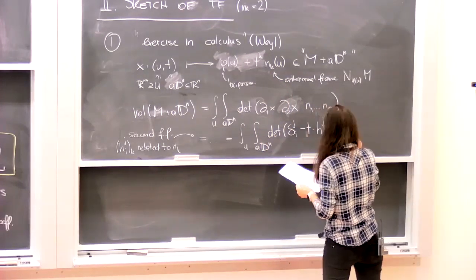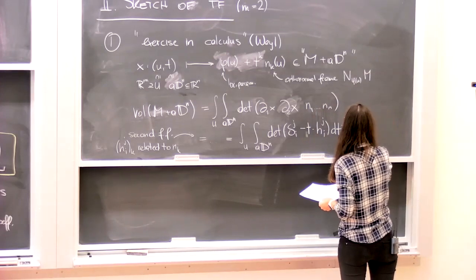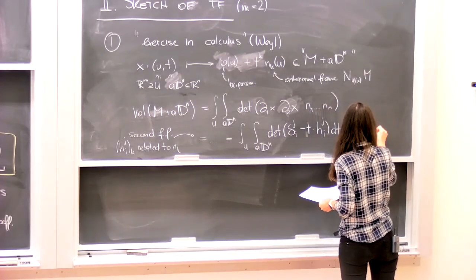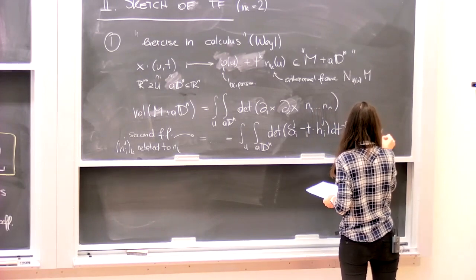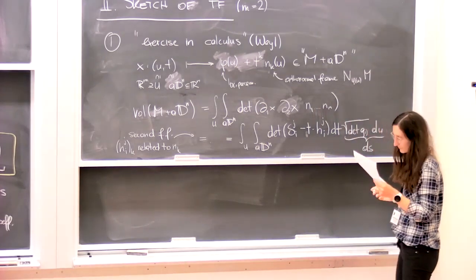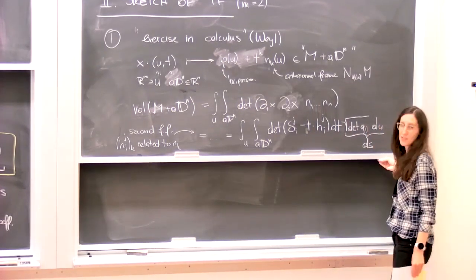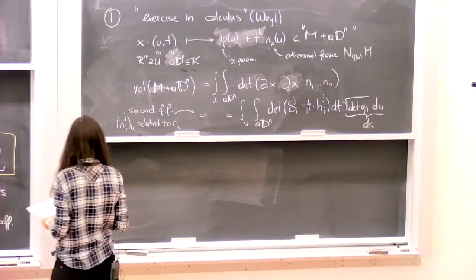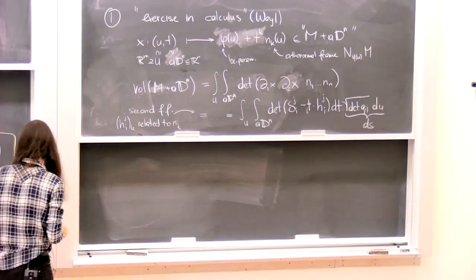dt, and then what we also get is the square root of the determinant of the g_ij's, and this is of course a function of u. This is just the volume element, which I called ds before. Okay, so this is what you get from this exercise, and now we're going to look at that a little bit more carefully.